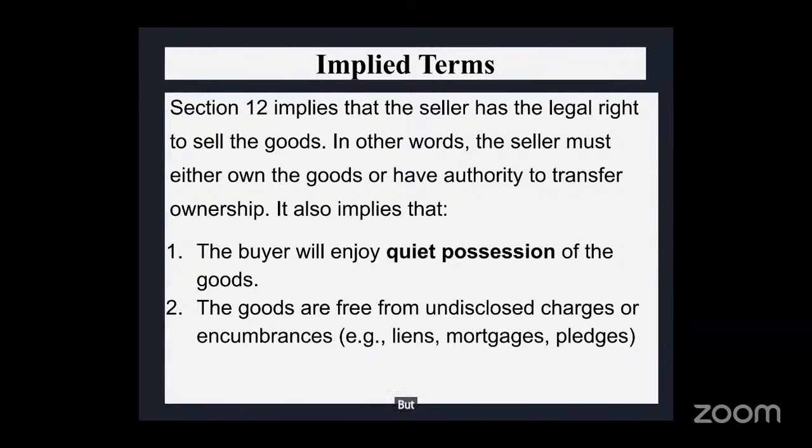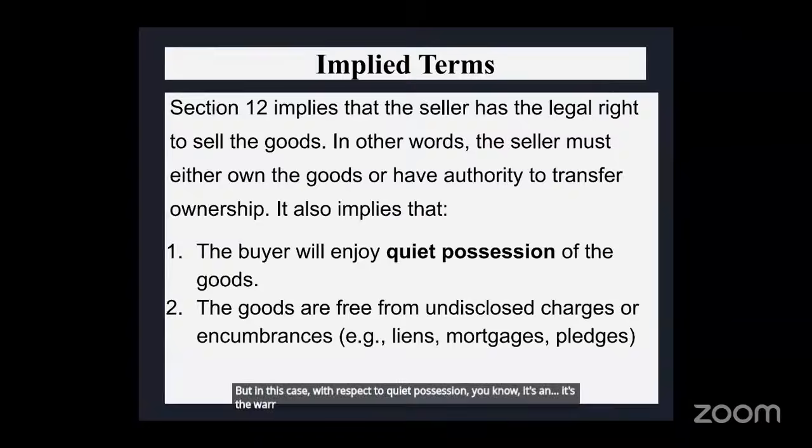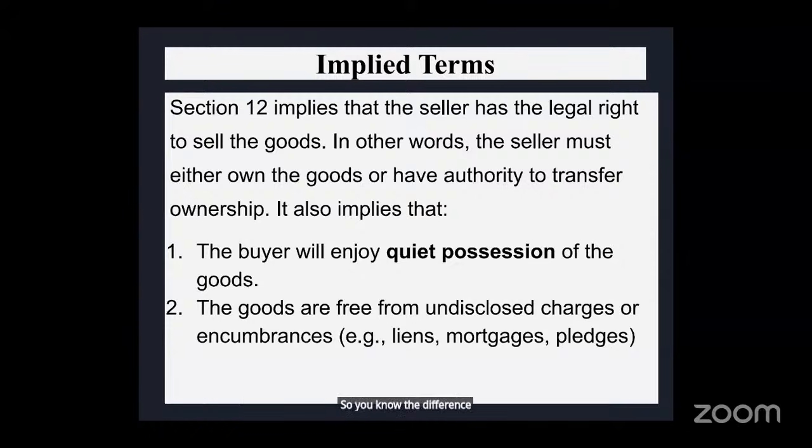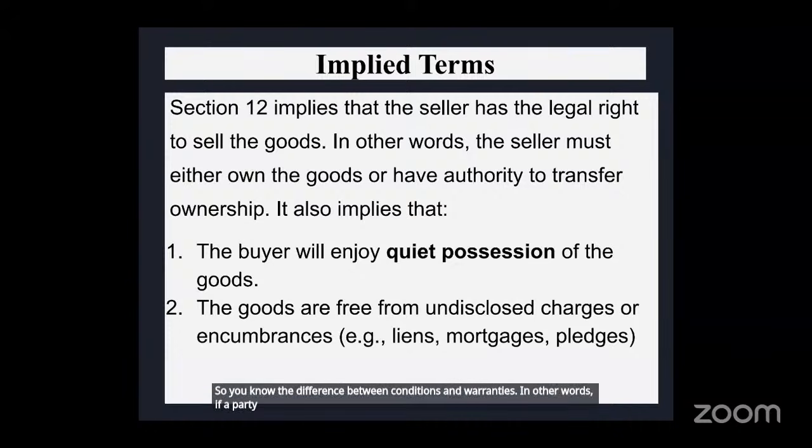But in this case, with respect to quiet possession, it's a warranty. It's not a condition. The one with respect to ownership and title is a condition. The ones with respect to possession and free from encumbrances are warranties. So you know the difference between conditions and warranties. In other words, if a party breaches these warranties, it doesn't entitle the innocent party to terminate the contract. Rather, it only entitles them to damages.